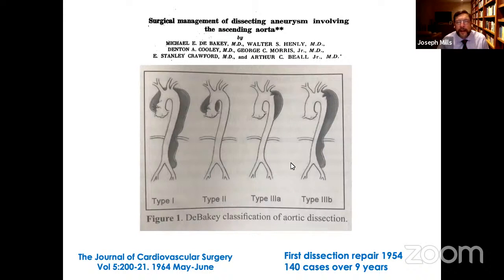So this gets us up to vascular surgery. This is an old paper from 1964 from Michael DeBakey and Cooley when they still talked to each other, and Dr. Crawford. And they basically broke down dissections of the aorta. At that time, the first dissection repair took place in 1954. So by 1964, DeBakey's group had done 140 cases over a 9-year period, which at that time was the largest experience in the world. But he classified them basically by location and by the type of surgery that would be required to fix them. So basically you had type 1, 2, 3A, and 3B.